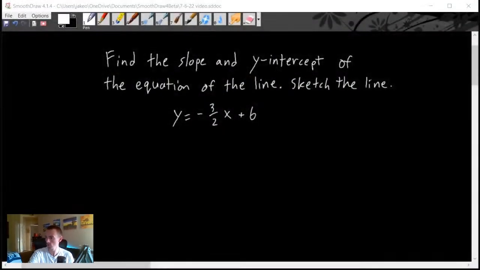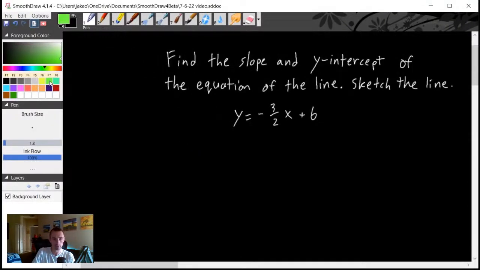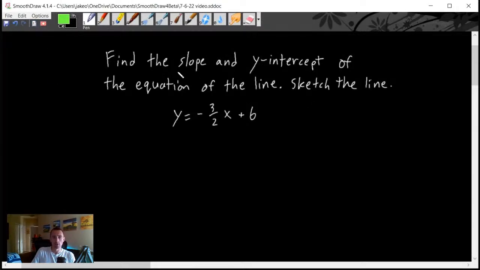Let's jump into the first example and get started. Let me switch over to that view here. Here we go. The first question: we're going to find the slope and y-intercept of the equation of the line. Then we're going to sketch the line. This example is given in a pretty convenient form. The question told us right off the bat that we're trying to find the slope and the y-intercept of the equation, and here's the equation we've been given.